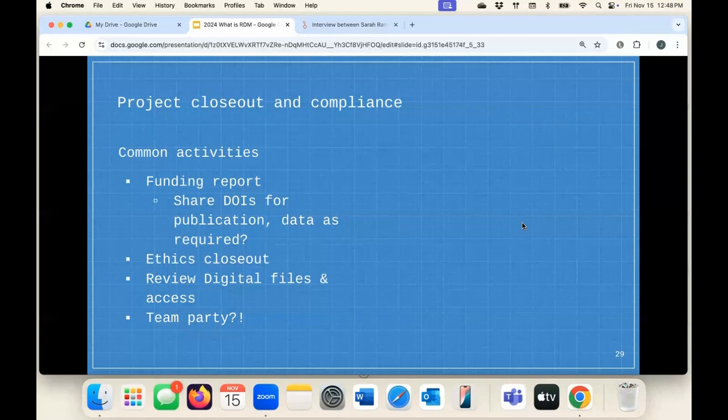Closing out your ethics forms if you are in an active ethics agreement, reviewing those digital files and access. So at this stage, you can probably dump all of those whoopsie files from when you were working on your analysis. You're not going to go back to those, right? And maybe you're going to have a team party. I hope you're having a team party at this stage.